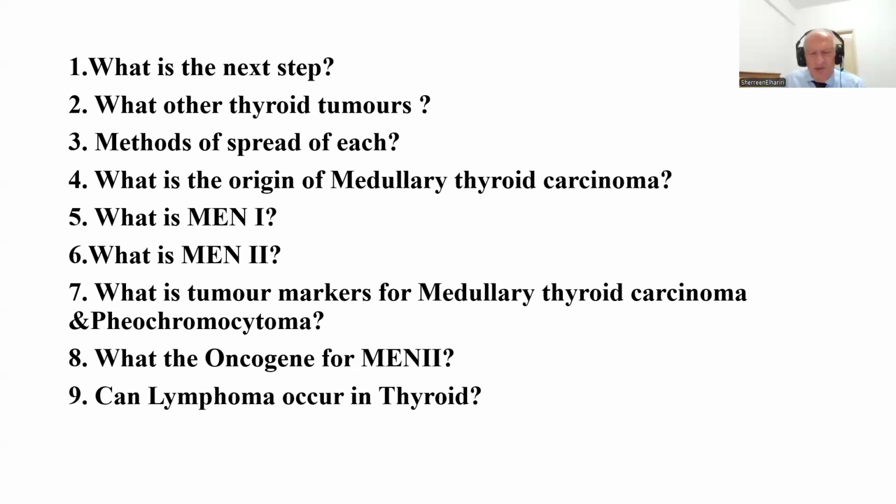So what is multiple endocrine neoplasia type 2? Medullary thyroid carcinoma in almost 100% of cases, and parathyroid hyperplasia, and pheochromocytoma. What is the tumor marker of medullary thyroid carcinoma? Calcitonin. So what is the origin of pheochromocytoma? It's the medulla of the adrenal gland. And what is the tumor marker?